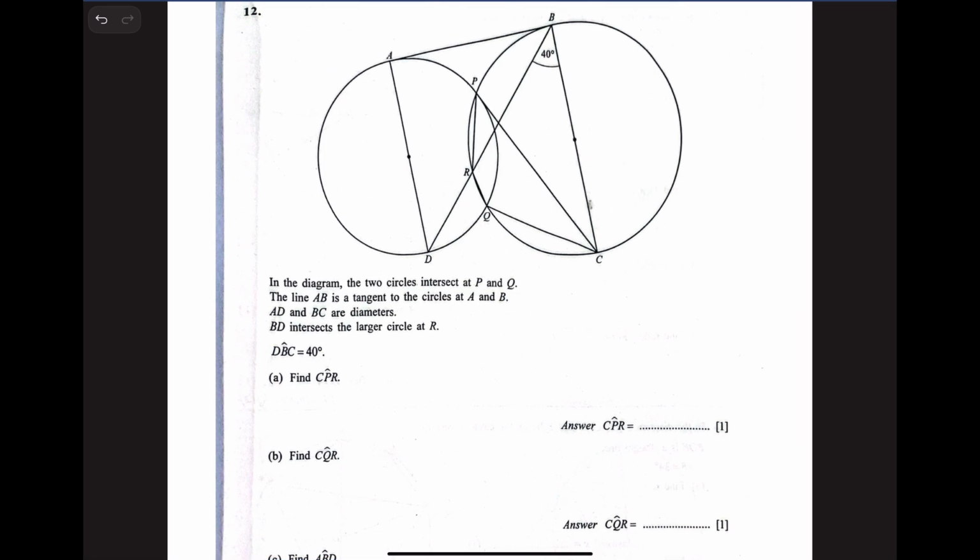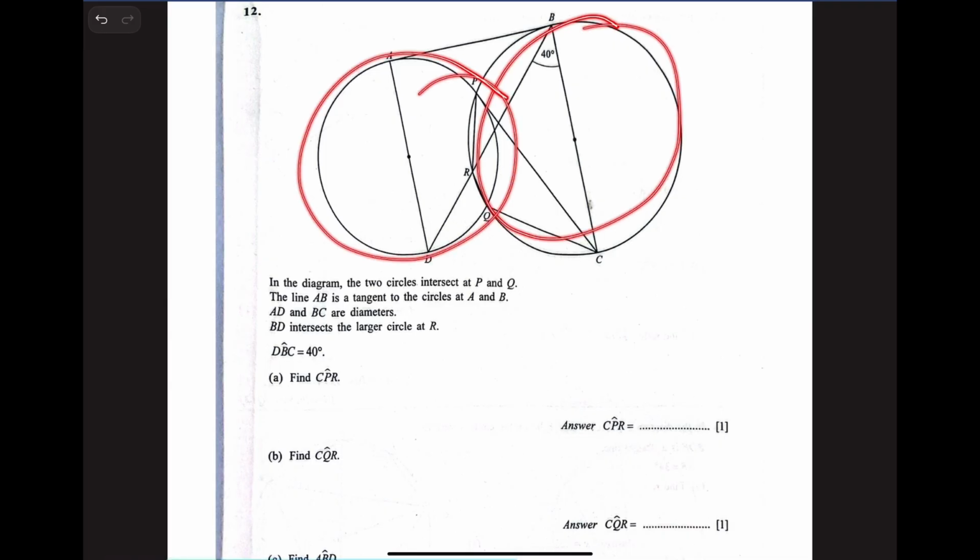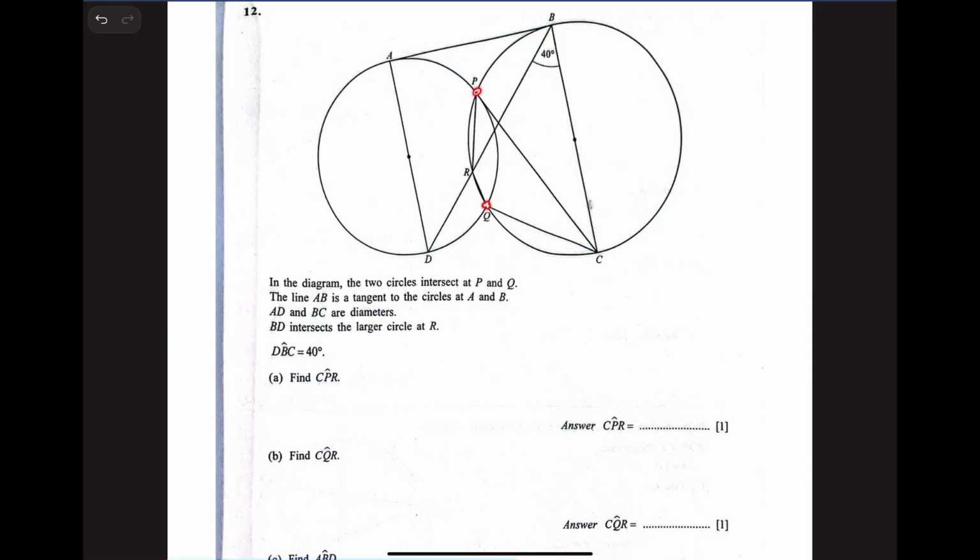In the diagram, the two circles intersect at P and Q. So these are the two circles, and they intersect at P and Q. The line AB is tangent to the circle at A and B. So this is the tangent. AD and BC are the diameters. They're not making any angles as of now. BD, this is the line BD, intersects the larger circle at R.